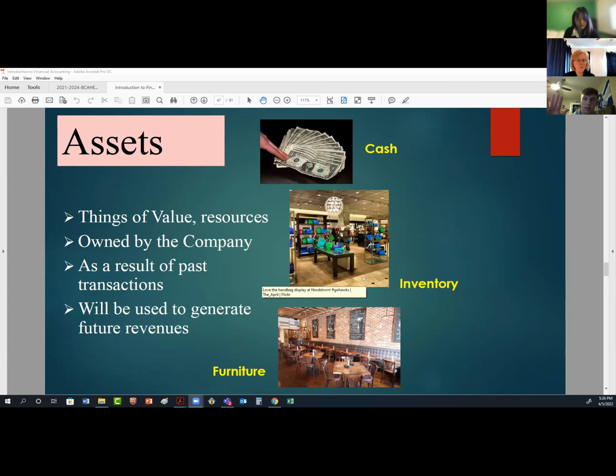And then this just talks about what are assets. There's things of value, they have a future value and so forth.